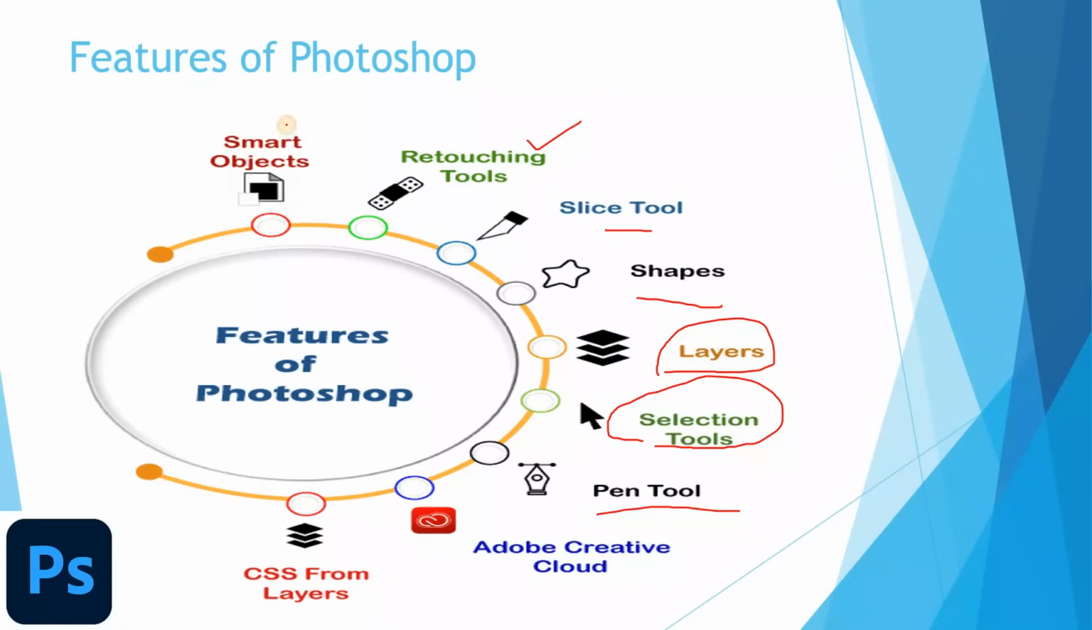Next we have smart objects. Smart objects are also a very useful feature of Photoshop. They are a kind of layer that holds image data. The key advantage of using smart objects is that we can freely perform non-destructive transforms.